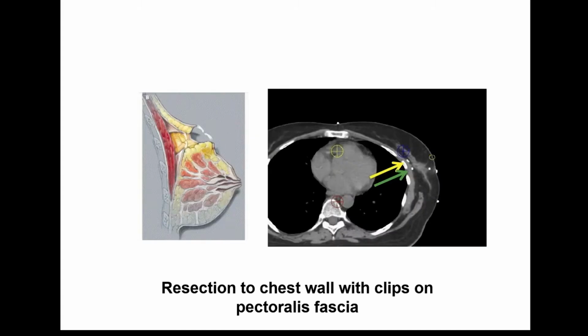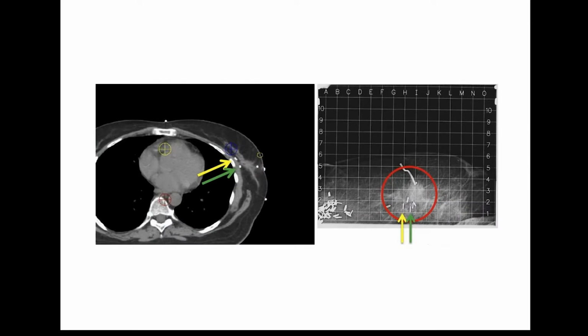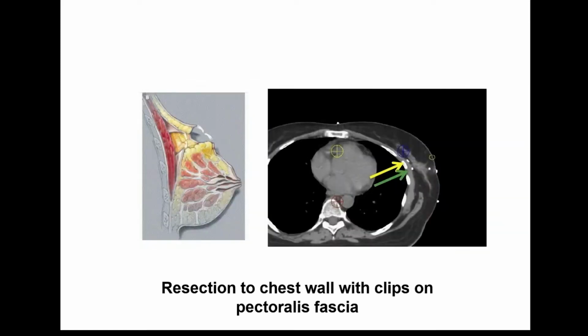Next slide. This is a circumstance I frequently encounter with my surgeons. They tend to take their lumpectomy excisions right down to the pectoralis fascia. Even when it's not necessary, they'll go deep. So we often see these clips sitting right down on the pectoralis fascia.